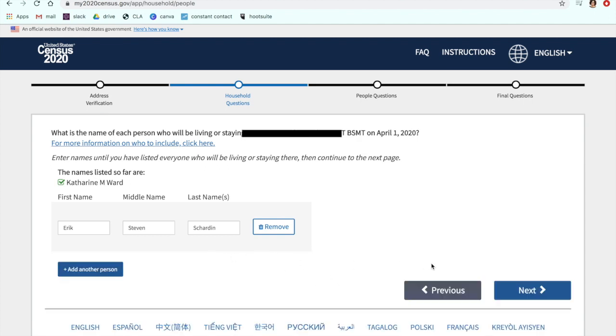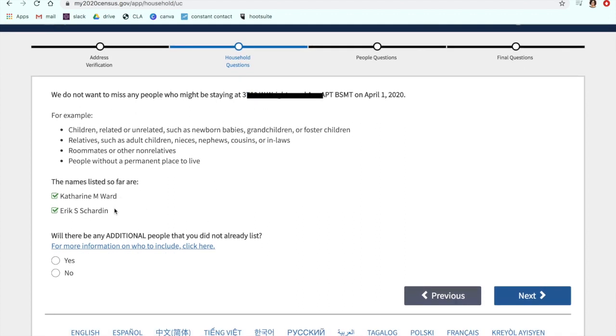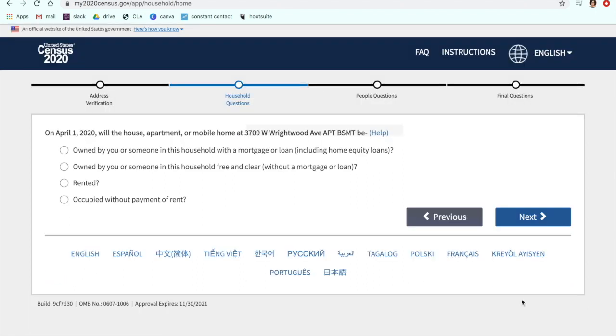So here are the names that I have. So next. We don't want to miss anybody. Is there anybody else? These are the names. This is me and my partner. Are there any additional people that we want on the list? No, nobody stays with us.